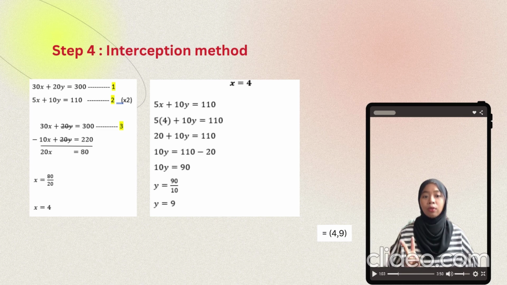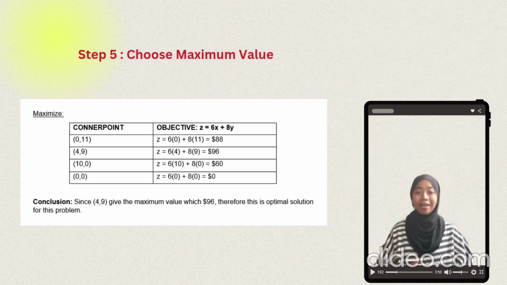This means the two lines intersect at the point (4, 9). On the graph, this point is shown with a red circle and it represents the exact location where both equations are true at the same time. Next, we proceed with step 5, choosing the maximum value.